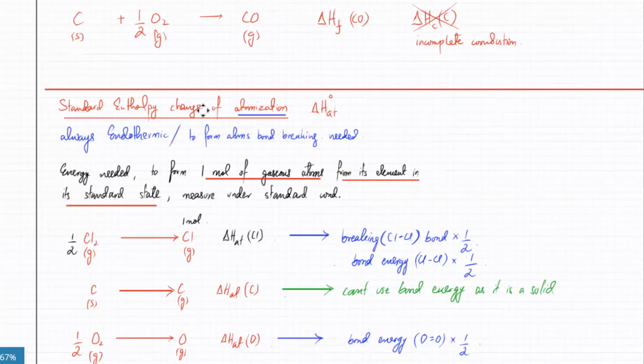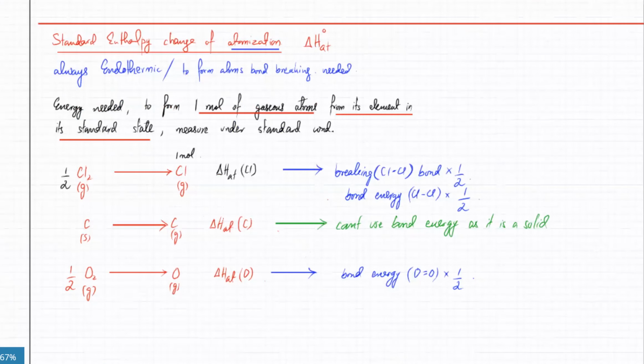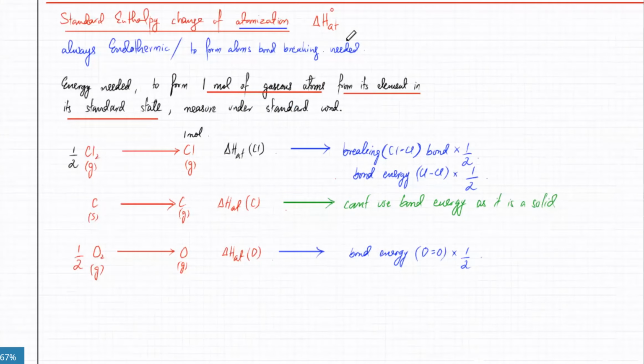We also did enthalpy change of atomization, where you make 1 mole of gaseous atoms from its element in its standard state. So if you want to make chlorine atoms, you have to break the chlorine bonds in the chlorine molecules. If you want to make carbon gaseous atoms, you would have to break the carbon bonds in the element, which is usually graphite or diamond. If you want to make oxygen atoms, you're going to break the oxygen bonds in the O2 molecule. So this is always endothermic. It always has a positive value.